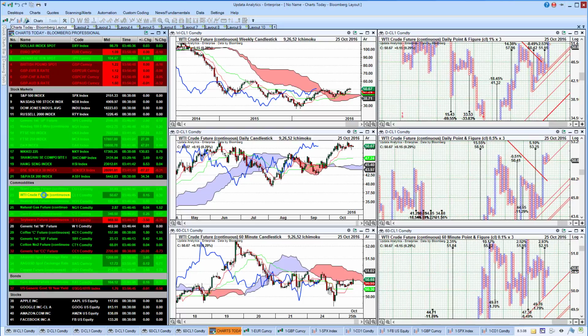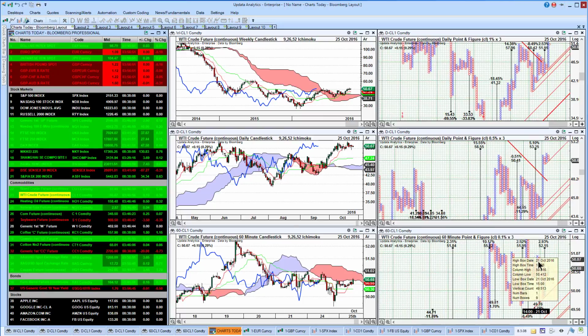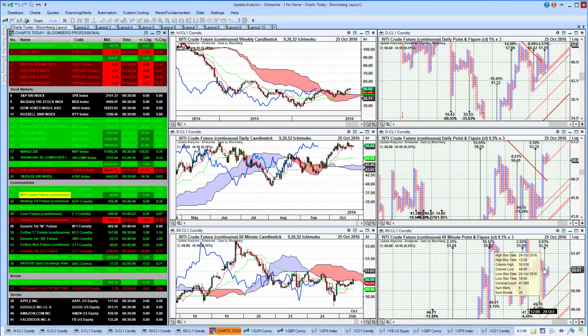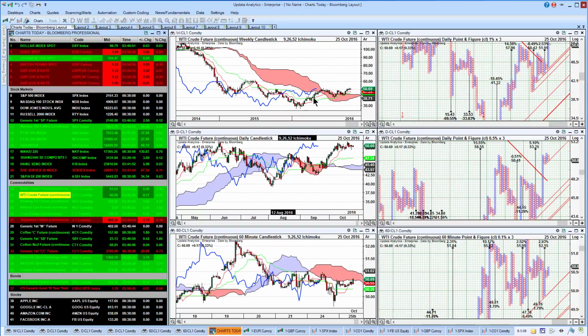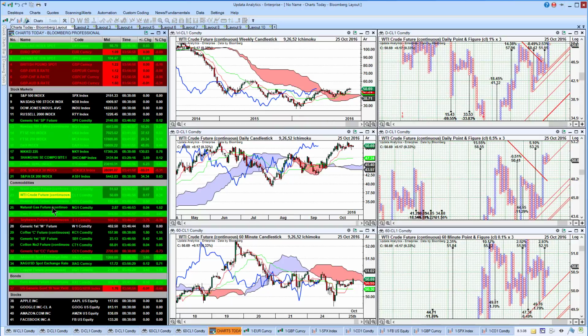Here we see the WTI. And again, it's bearish here in the short term, but we do have upside targets that are activated. So crude is just starting to look a little bit better.